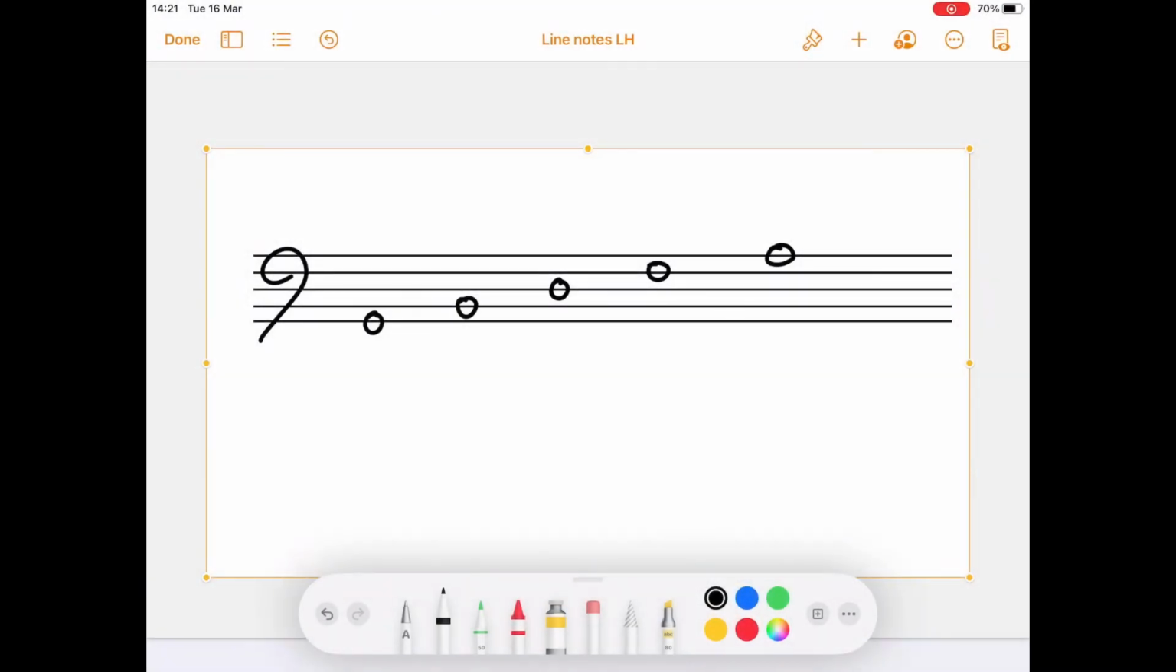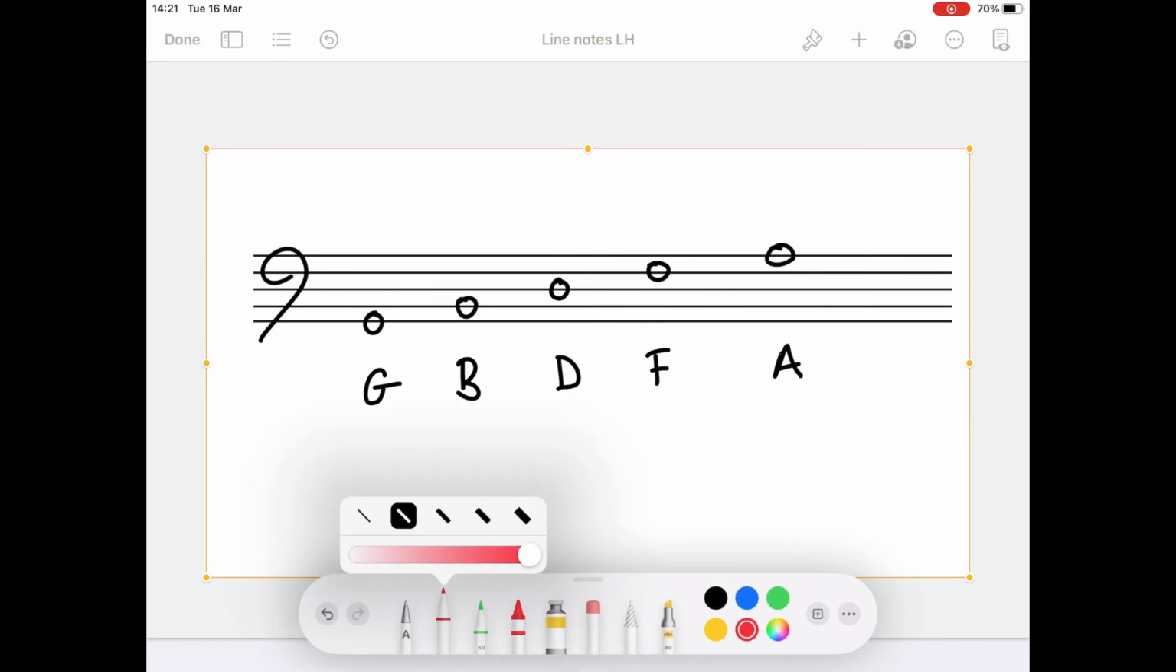Finally, let's look at the notes which come on the lines in the bass clef. Let's fill those in now. The bottom line note is G. The next one is B. Then we have D, F, and A. And again, we're going to use a sentence to help remember that order.